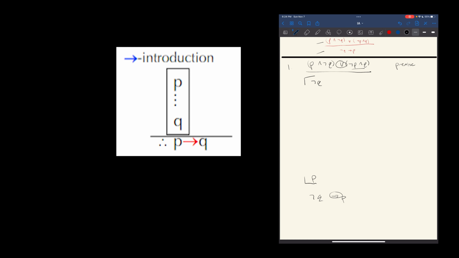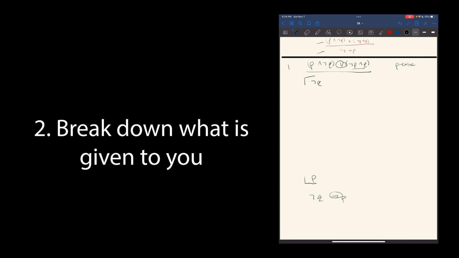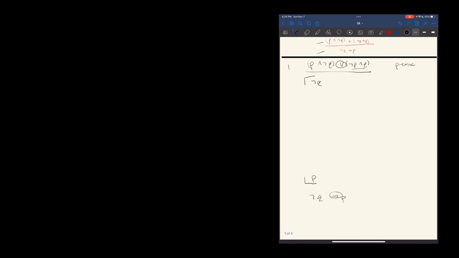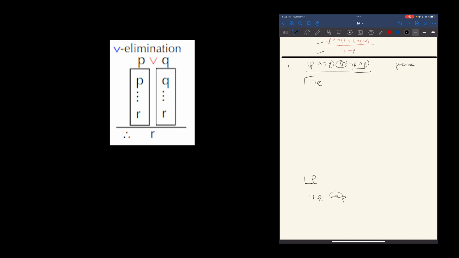So after I've set up the framework to get the implies introduction, I need to use the second big idea, which is breaking down what I am given. Right now, that means breaking down our premise. And because our premise is connected by an OR, that means we should probably be doing an OR elimination to break it down into each of the individual parts. Let's do that. So we first start by assuming not P and Q.